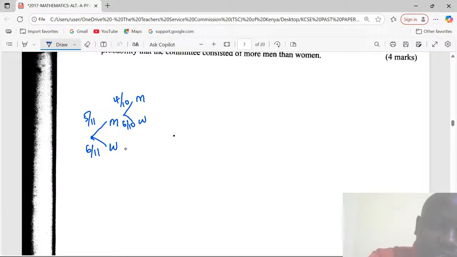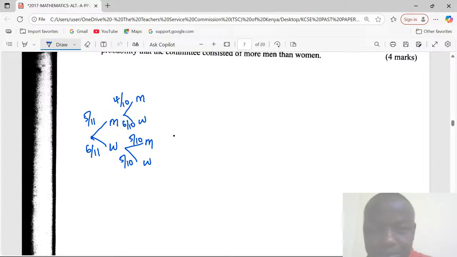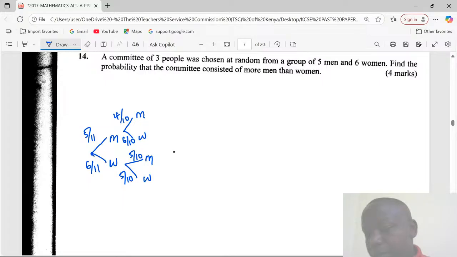What about the second selection, when in the first one we had selected a woman? Getting a woman for the second time now goes to 5 over 10. And for men, it remains 5 over 10. That way, we are coming up with a probability tree diagram.